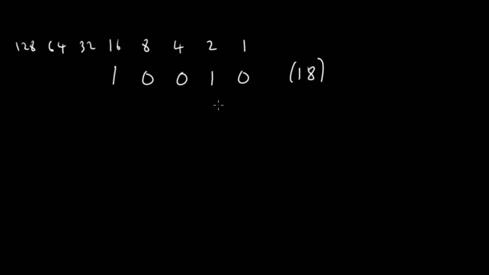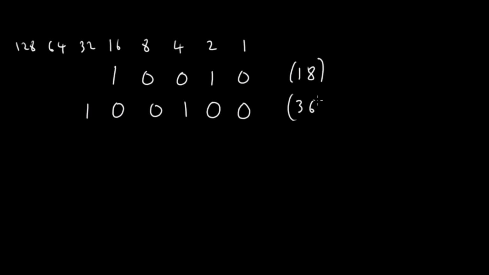Now if we shift one bit to the left, so if we shift the whole thing one bit to the left, we get 1, 0, 0, 1, 0. And now we add another 0 on the right hand side here, so that's the least significant bit. What you'll find now is our value, so 32 plus 4, is now 36.